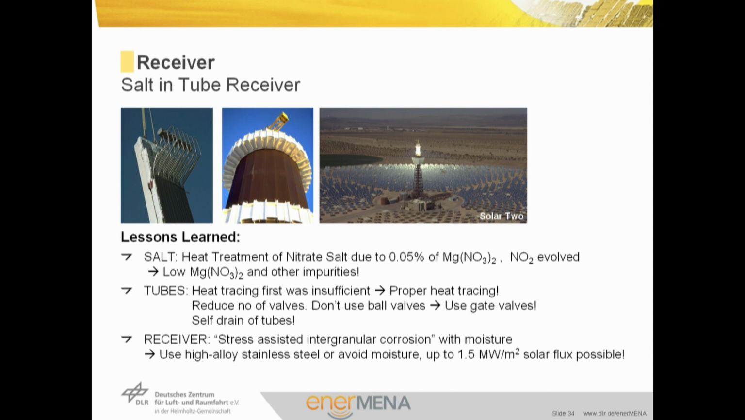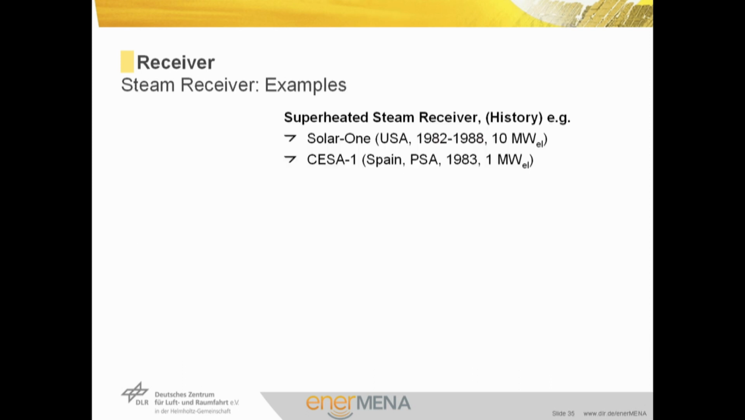Maybe don't use ball valves, but gate valves, and use the self-drainage of tubes. Stress-assisted intercorneal corrosion with moisture was observed. So we should use high alloy stainless steel or avoid moisture. And they showed that high solar fluxes up to 1.5 megawatt per square meter are possible.